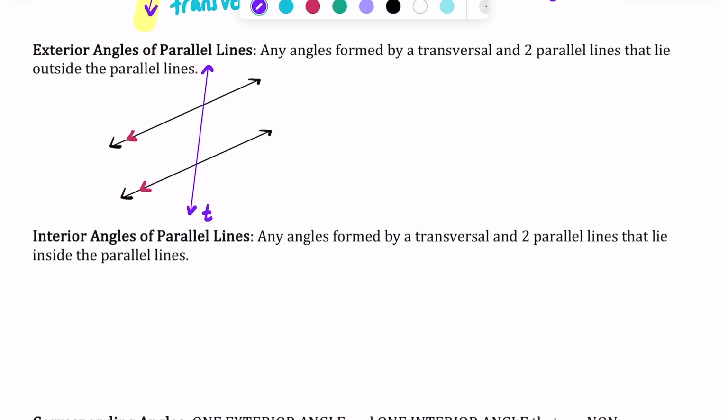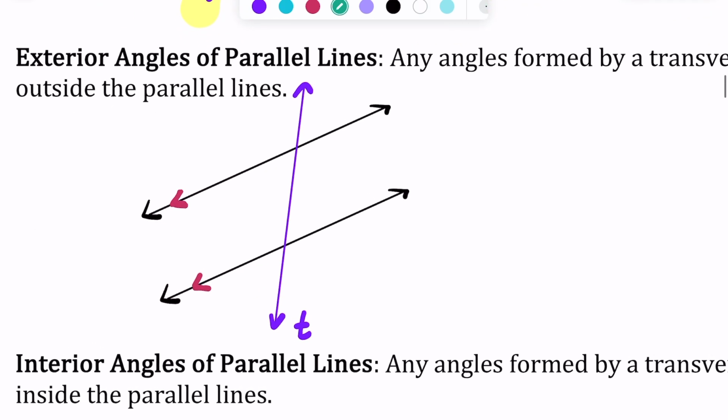Now notice that when my transversal intersects my parallel lines, I have a bunch of angles formed. I'm going to draw on this, but I'm going to erase it right away, so don't copy this down. I have 1, 2, 3, 4, 5, 6, 7, 8 angles that are formed. Now when I look at those 8 angles, some of them are inside my parallel lines, and some of them are on the outside of my parallel lines.